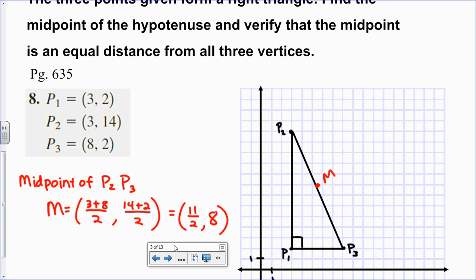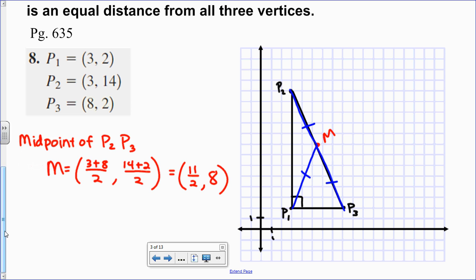So I need to then verify that M is equidistant from all 3 vertices. So their distances are the same. So M to P1 is the same as M to P3, which is the same as M to P2. Well, I know that M to P2 and M to P3 have to be the same because M is the midpoint. That's the definition of a midpoint, that it's halfway between. So I really just want to find one of those distances and compare it to M to P1, and make sure those are the same.